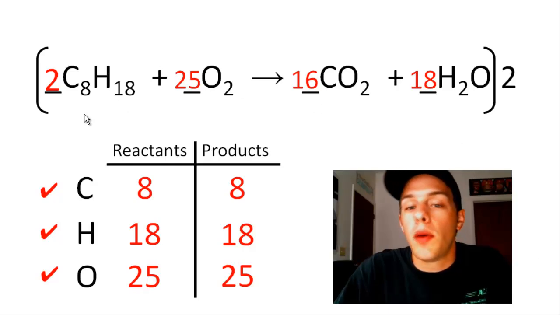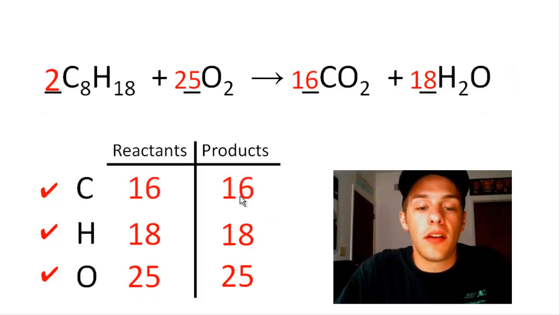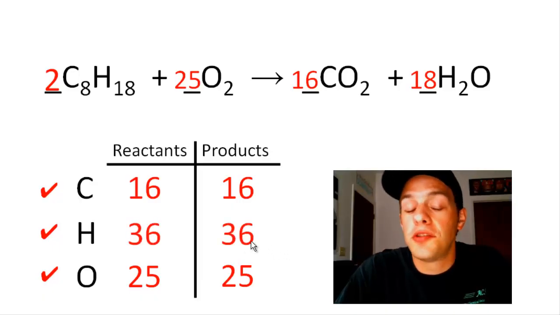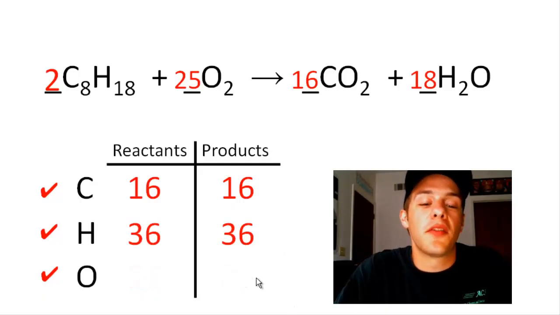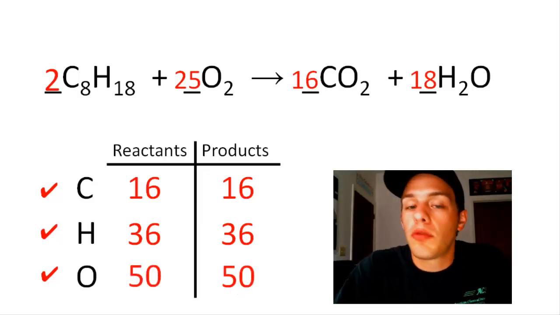And now that we've multiplied the equation by 2, now we can multiply all of our atoms by 2. So that's going to give us 16 carbons on each side. It's going to give us 36 hydrogens on each side. And then it's also going to give us 50 oxygens on each side. So again, there was nothing tricky here. It was a very systematic approach.